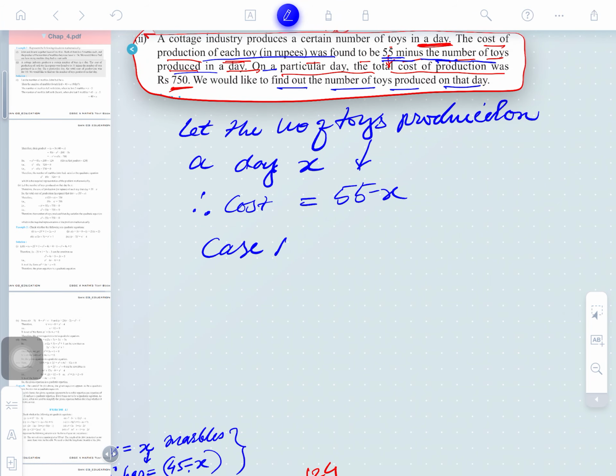Now what is the case? What is the next case? The case is here. On a day, total cost of production was rupees. This cost. So cost is equal to rate into production.